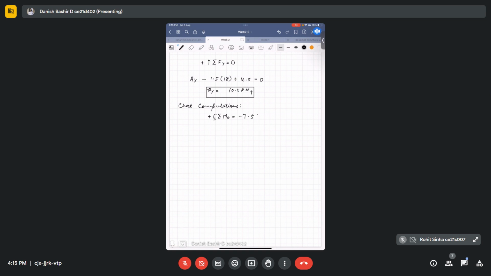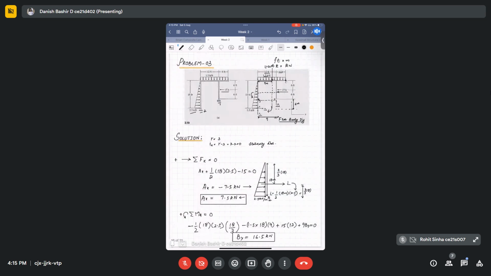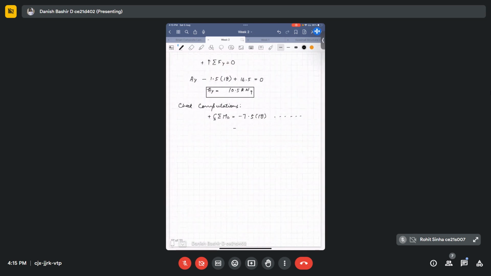7.5 times 18, and there will be other forces, right? Do it yourself. It's an exercise for you. Write moments at the point C because of all the forces, and you will see it will come out neatly to be equal to 0. So our calculations are correct.